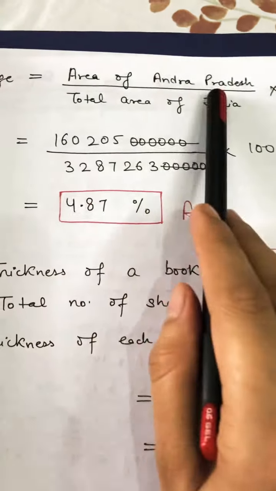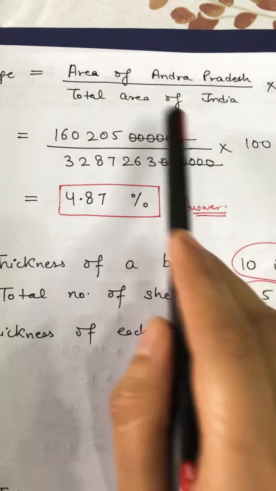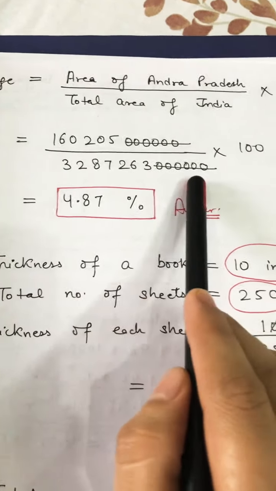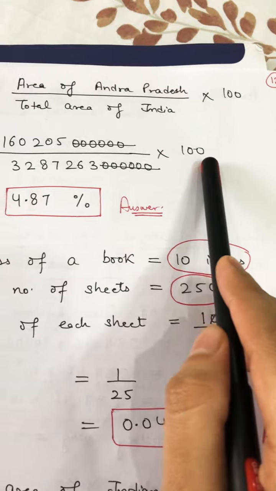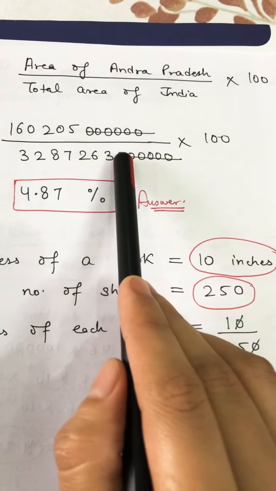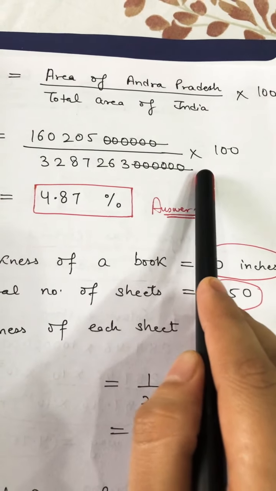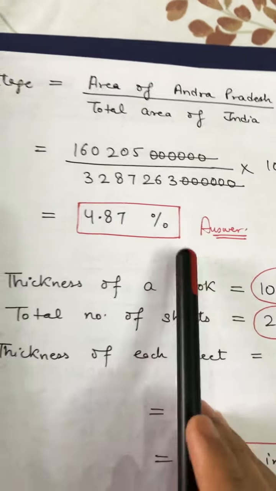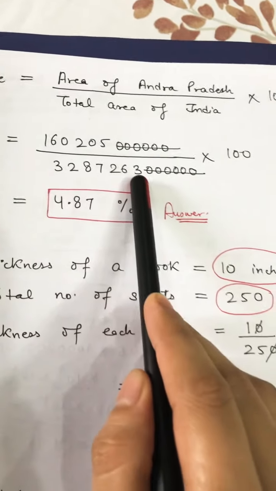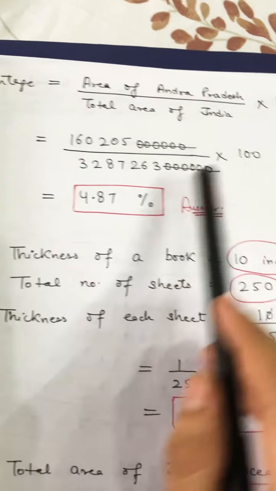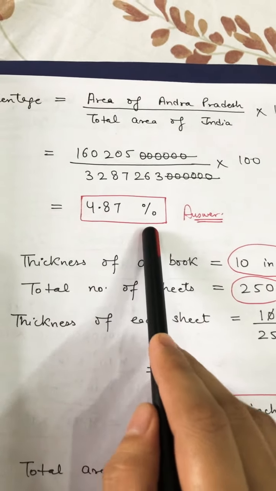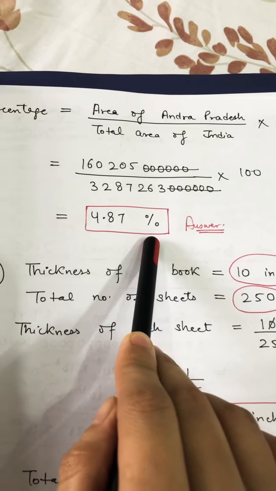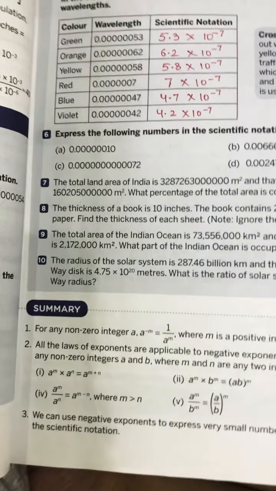So the area of Andhra Pradesh is given in the statement. The total area of India is also given in the statement. Multiply by 100. I am going to cancel all these zeros, because the number of zeros is the same in both cases. Then you can divide this, and then multiply by 100. The answer will be 4.87%. Now the next question is question number 8.